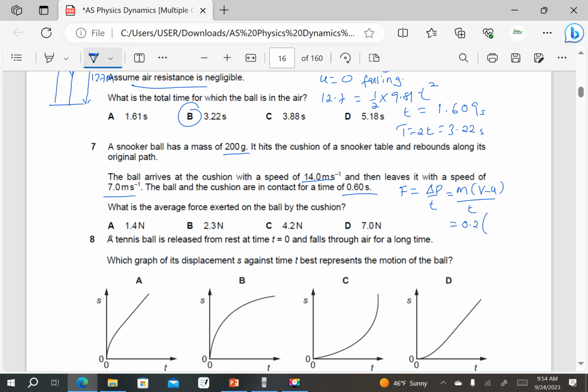V, because the ball rebounds, one velocity is going to be negative. So if I subtract, we have positive. So we have 14 minus negative 7. Because it rebounds, one velocity is negative since it is in the opposite direction. So the one with which it rebounds is going to be negative. Then divide this by time, which is 0.6.